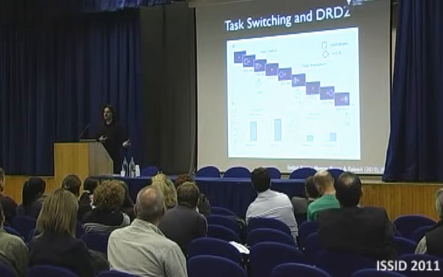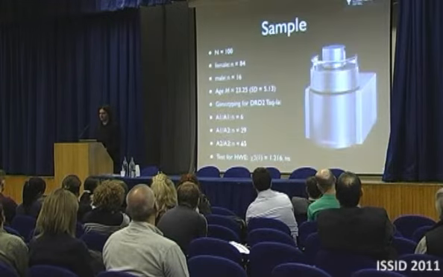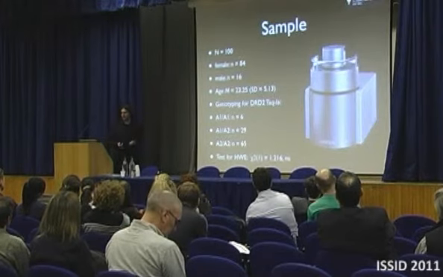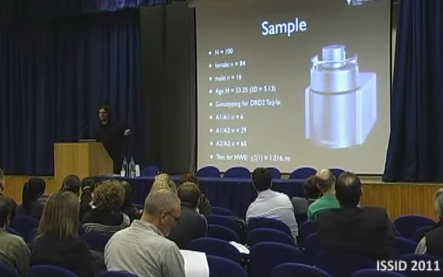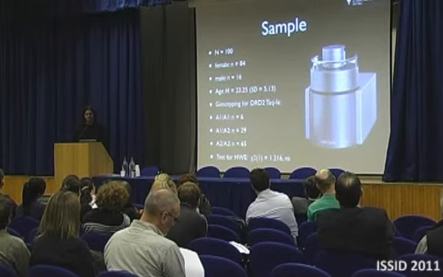So we already have a link to task switching, and now we're looking at inhibitory control during task switching. We tested 100 participants with the task I just showed you, and we genotyped them by means of real-time PCR on this nice machine for the DRD2 TaqIA polymorphism.